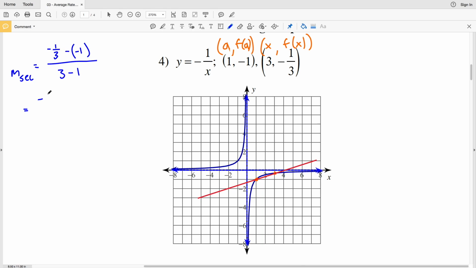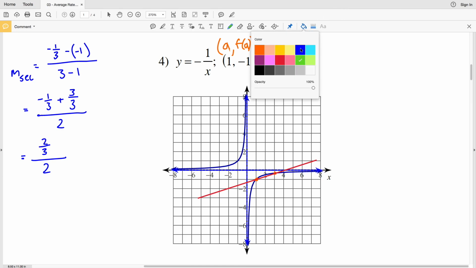So that's going to be equal to, I'm going to write my numerator so that I can simplify by adding. So I'll have -1/3 plus, because subtracting a negative is the same as adding a positive, but I want to put 1 in terms of 3, so that's going to be 3 over 3. So -1/3 plus 3/3, all over 3 minus 1, which is 2. So you can see that my change in x was 2, so delta x is equal to 2. Now I'm just solving for my change in y. -1/3 plus 3/3 is going to be a positive 2/3. So my change in y was 2/3.